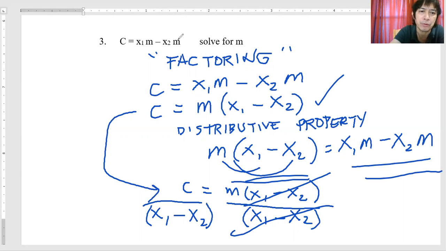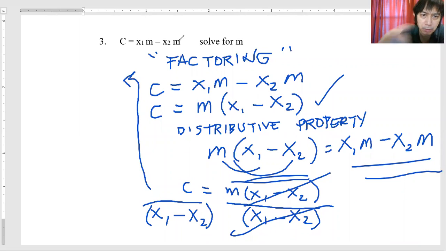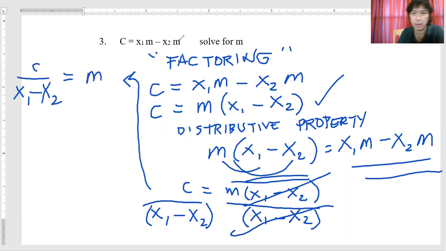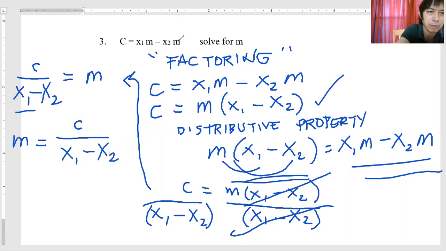And so we continue here. Let me remove the arrow. This will continue like this. You now have your C over x1 minus x2 equals m. And we're almost done. We'll only swap places. m should be at the left side and the expression at the right side. So the final answer should be written m equals C over x1 minus x2. There is the required answer.